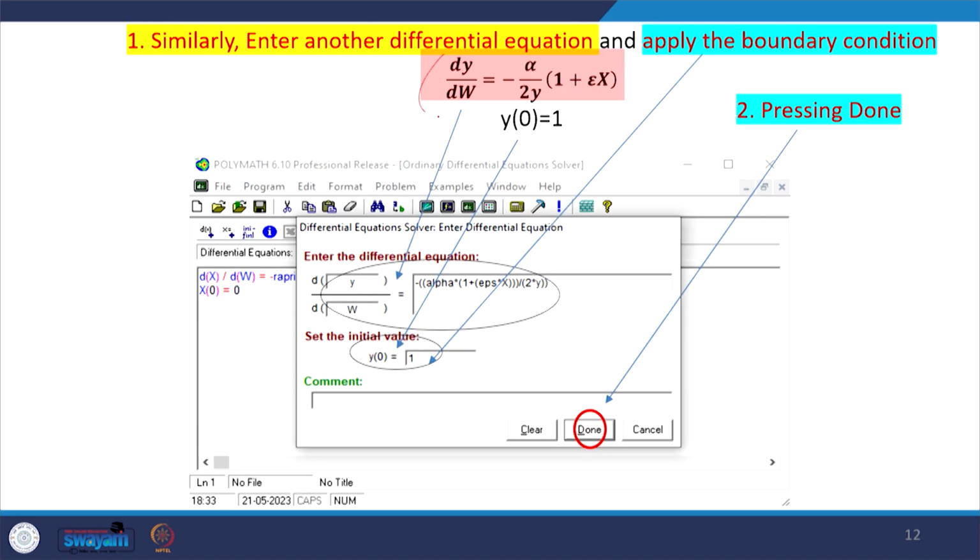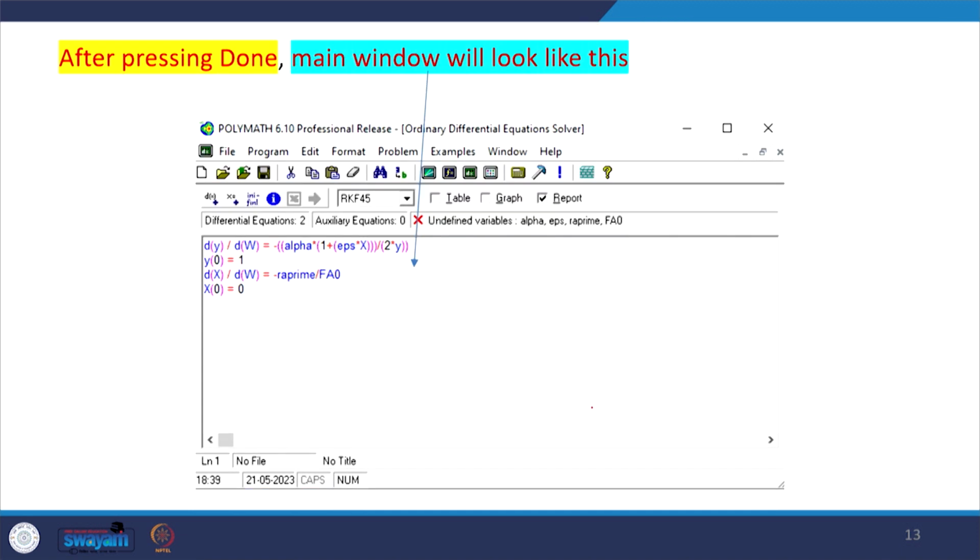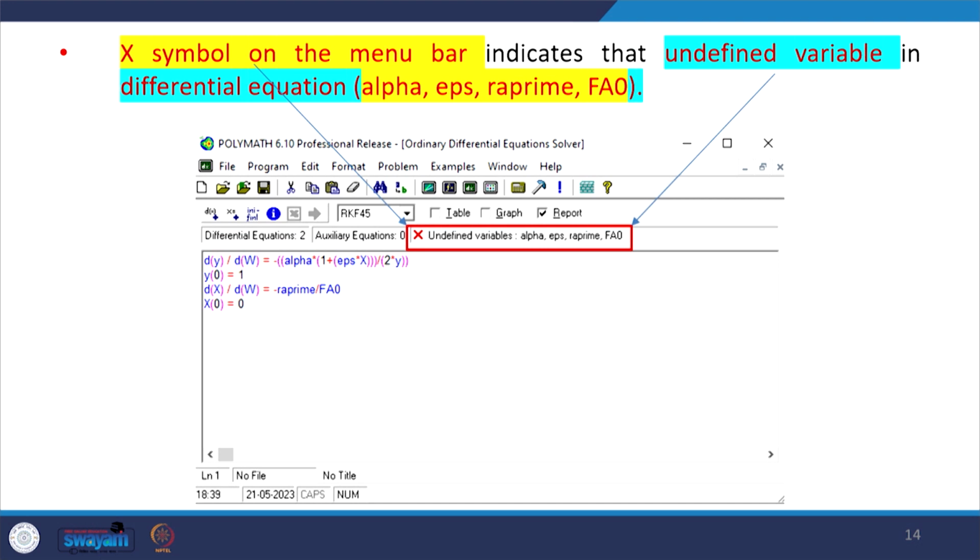Once we enter the first differential equation and initial guess value, the window will appear like this. After that, we have to put the second differential equation here. So, dy by dw equals this, and then the initial guess, that is y equals P by P naught. Its maximum value should be 1, therefore we put the initial guess as 1, and after that you have to press Done. Then the window will appear like this.